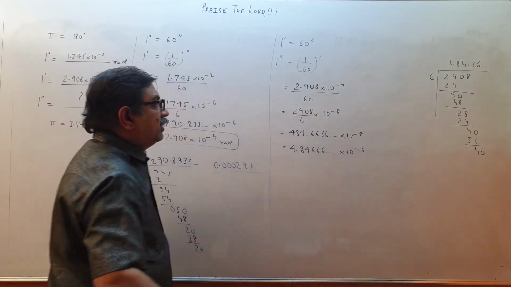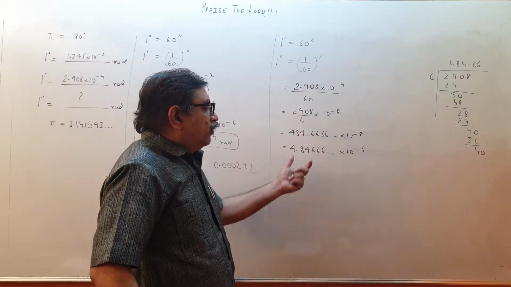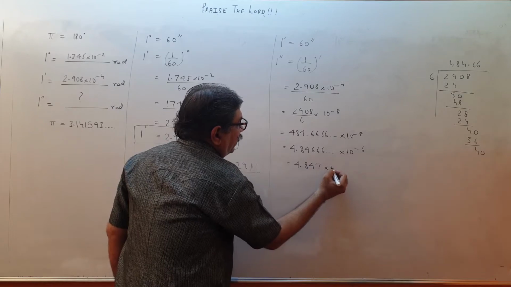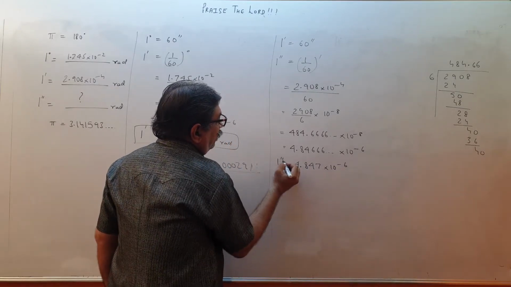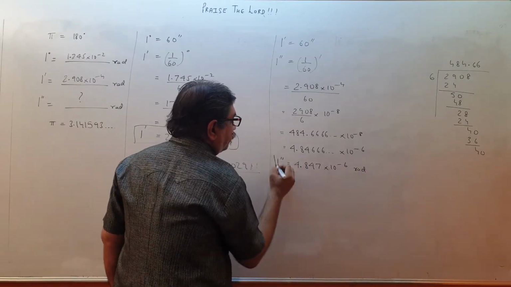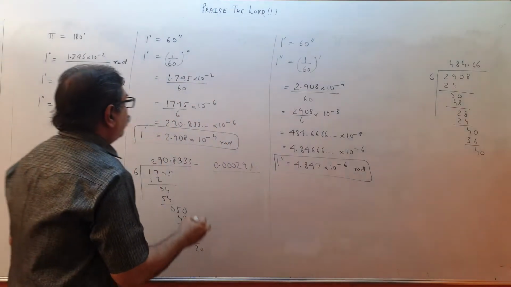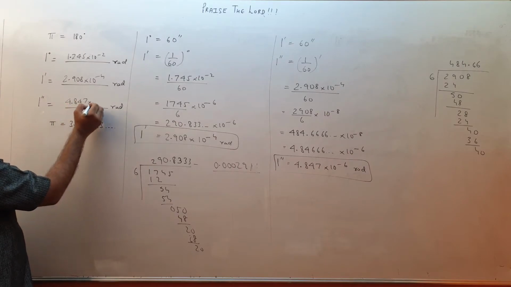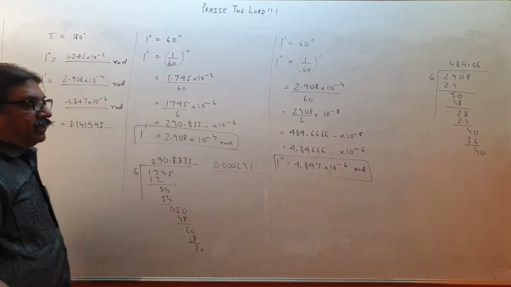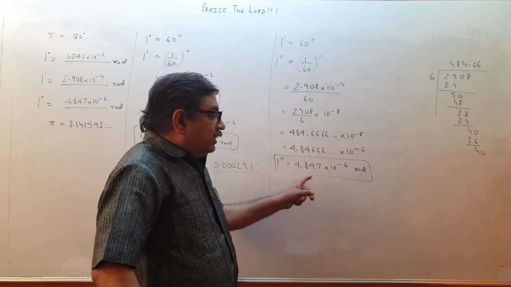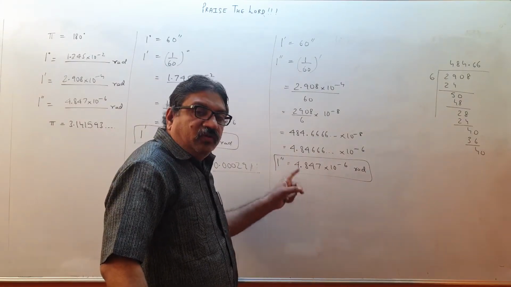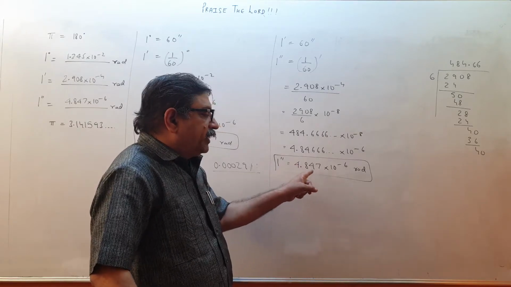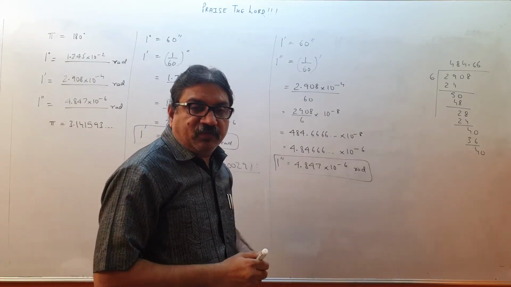I bring 2 decimals. Now there are 4 decimals, I should keep up to 4. So therefore it will be written as 4.847 into 10 raised to minus 6. So 1 second is these many radian, like this I get. 4.847 into 10 raised to minus 6 radian. And again, if we divide by 10 lakhs, that will be 0.00004847. So we sometimes round up also 4.85. So that should not create too much of trouble.